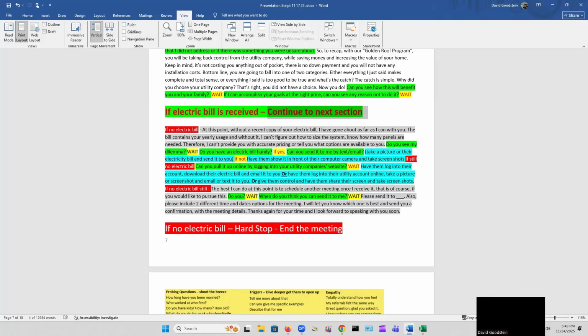Therefore, trust the process and end the meeting and schedule another meeting to complete the presentation once you receive the bill. I promise you, these customers will respect you for it. They'll think you're acting as a professional. So that's section 1 in a nutshell. We've now built the foundation for the customer. So the next section is going to make sense and the information will be put into perspective for the customer.